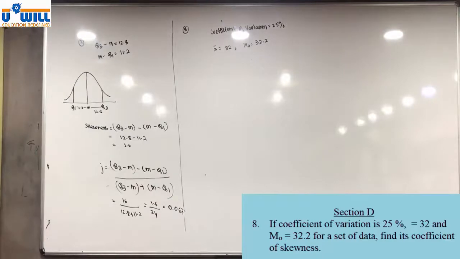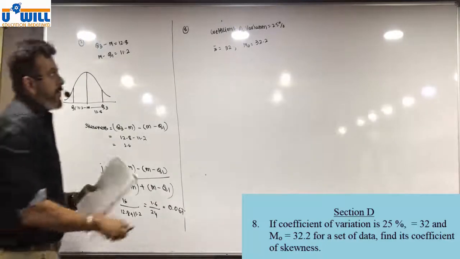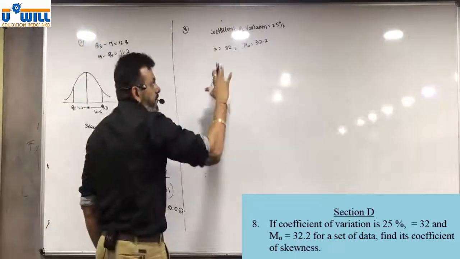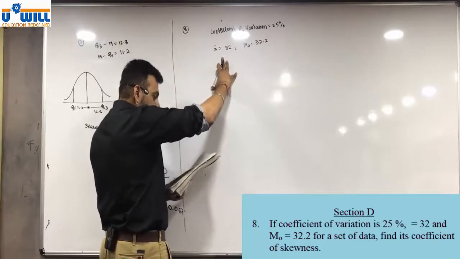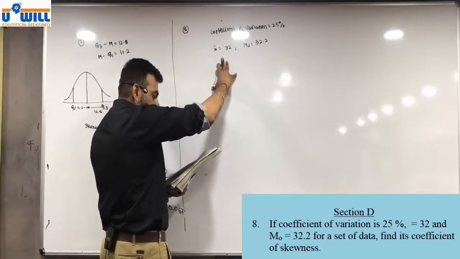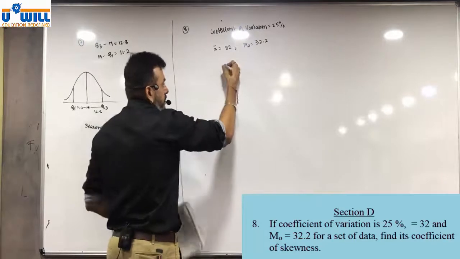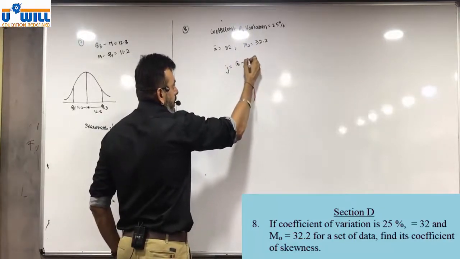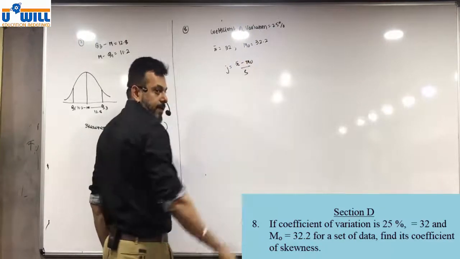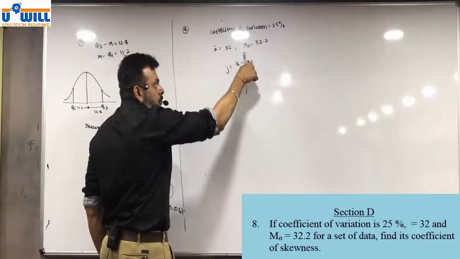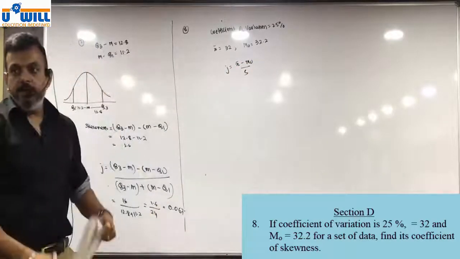Now, how do we solve this? What is the formula for coefficient? First, what do we need to find? We have to find the coefficient of skewness. So J is equal to x bar minus mode upon S. Now x bar is given, mode is given, but we have to find the standard deviation.